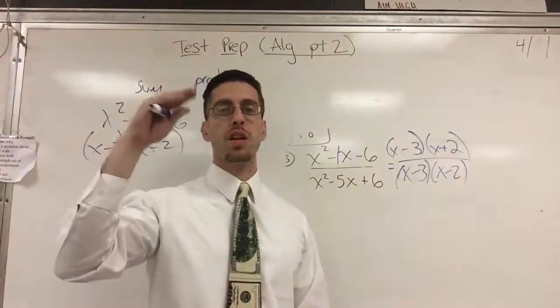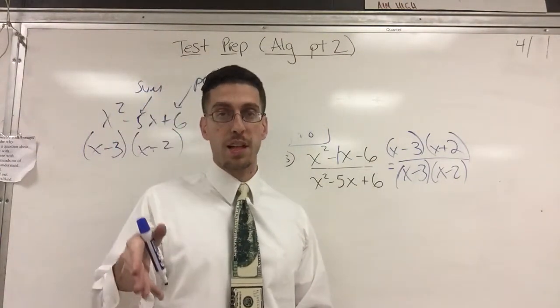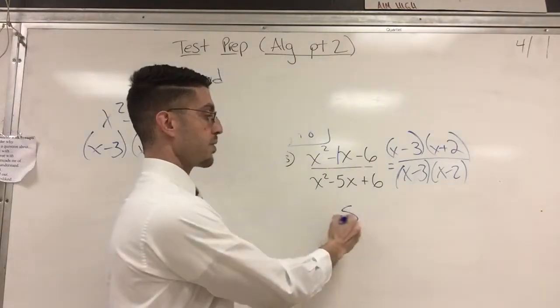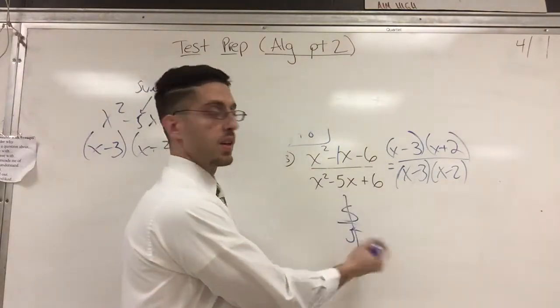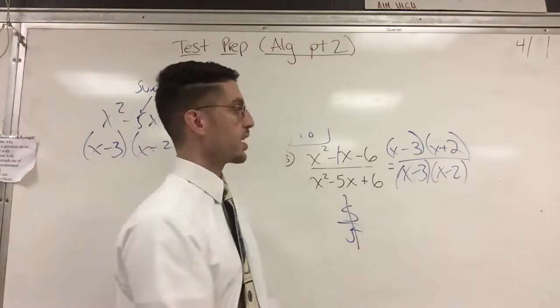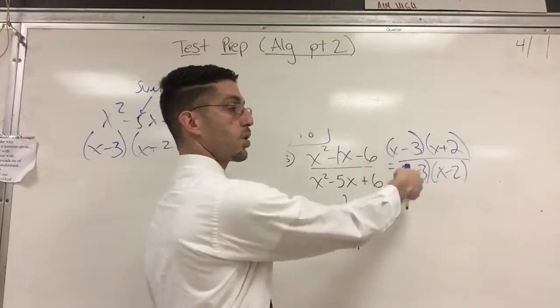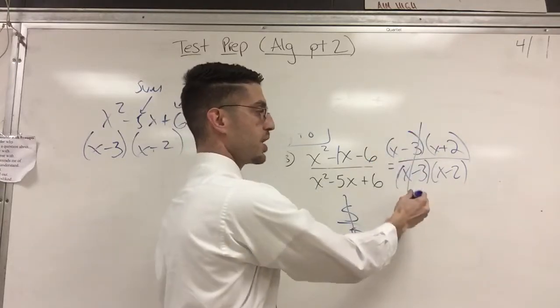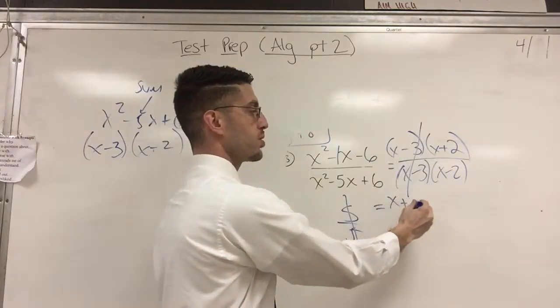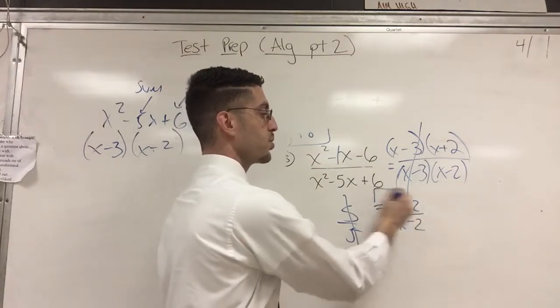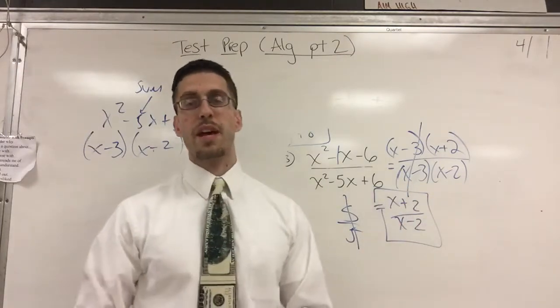But have you ever seen a number divided by itself cancel out? Yes, you have. Like 5 over 5 cancels out. 7 over 7, x over x, guess what? x minus 3 over x minus 3 cancels out. Final answer is x plus 2 over x minus 2, and that is the end of that. Alright?